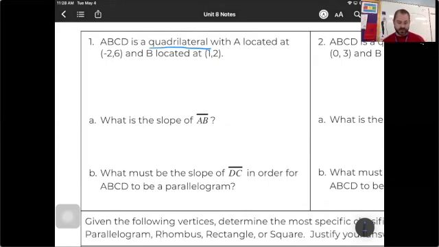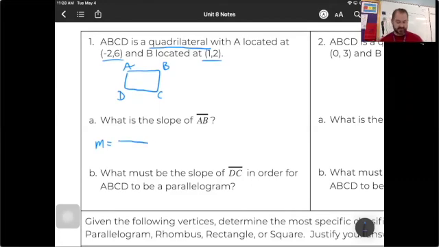So again, I'm going to draw that out, A, B, C, D, like that, so that I can identify which sides go together. And question 1a says, what is the slope of AB? So again, we're going to use our slope formula. Here are the coordinates of A, here are the coordinates of B.